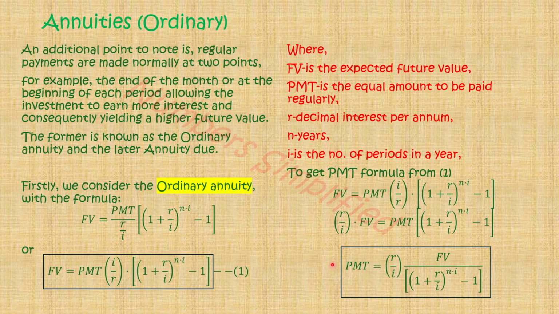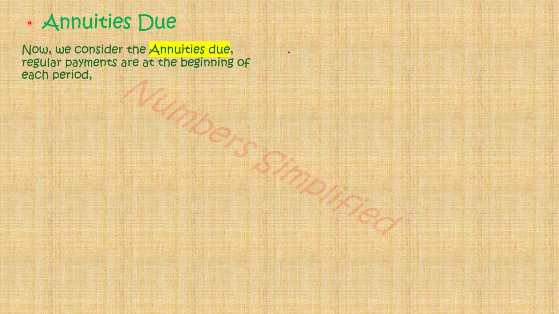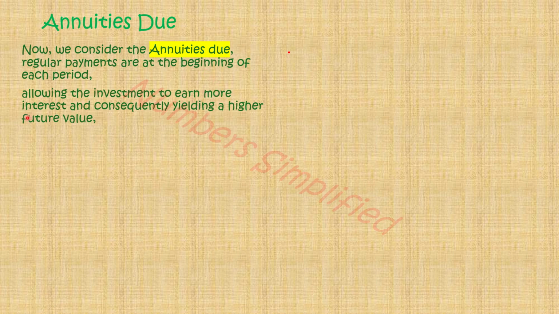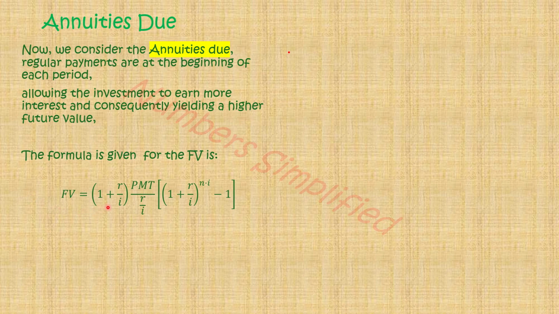Now let's move on to annuities due. We consider the annuities due to be regular payments that are made at the beginning of each period. This would allow investments to earn more interest and consequently yield a higher future value. The formula is given in this manner. FV is equal to (1 plus R over I) times PMT, divided by R over I, times (1 plus R over I) raised to the power Ni, minus 1.